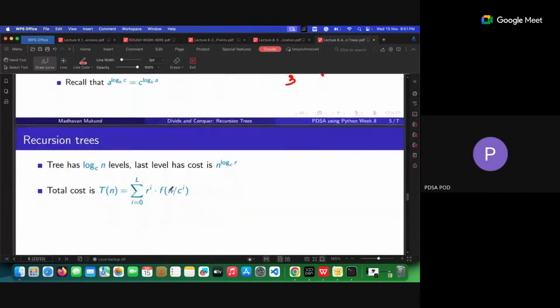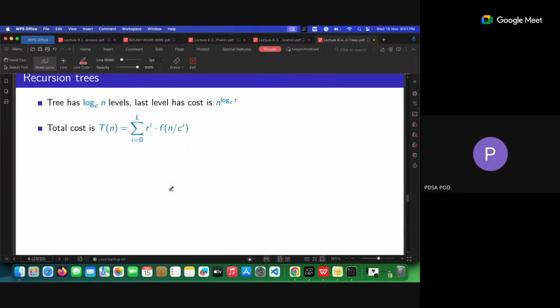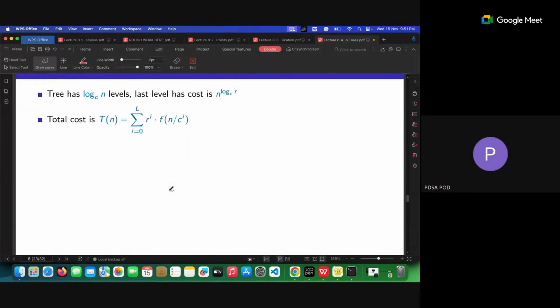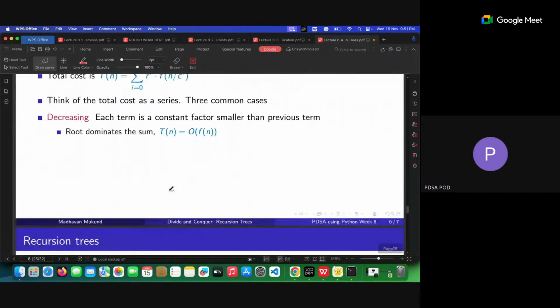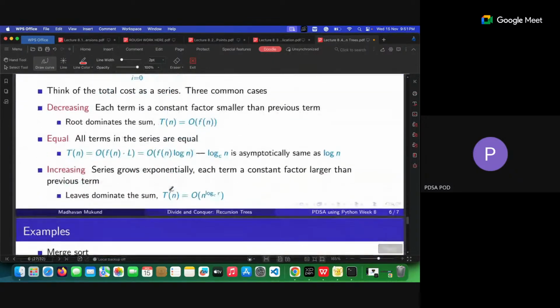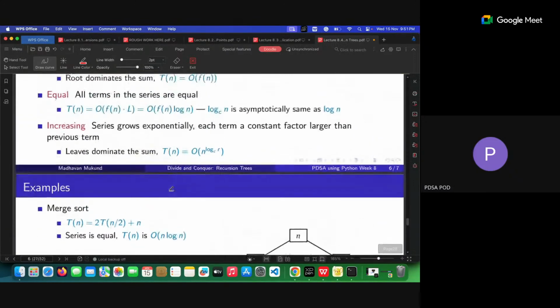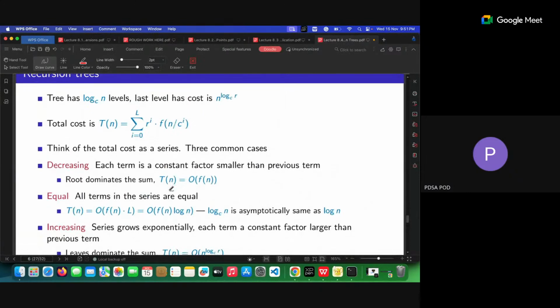And still, if you go for that, there are examples given, like the recursion examples: decreasing order, equal order, and increasing. Look here, there are 3 kinds of recursion trees. So the decreasing order is simple.